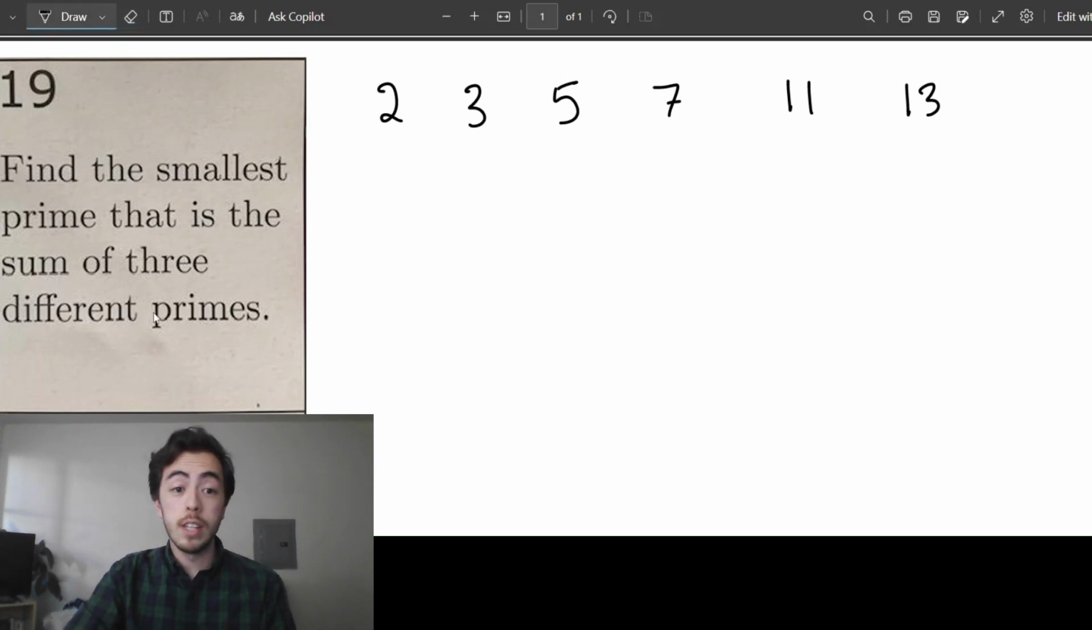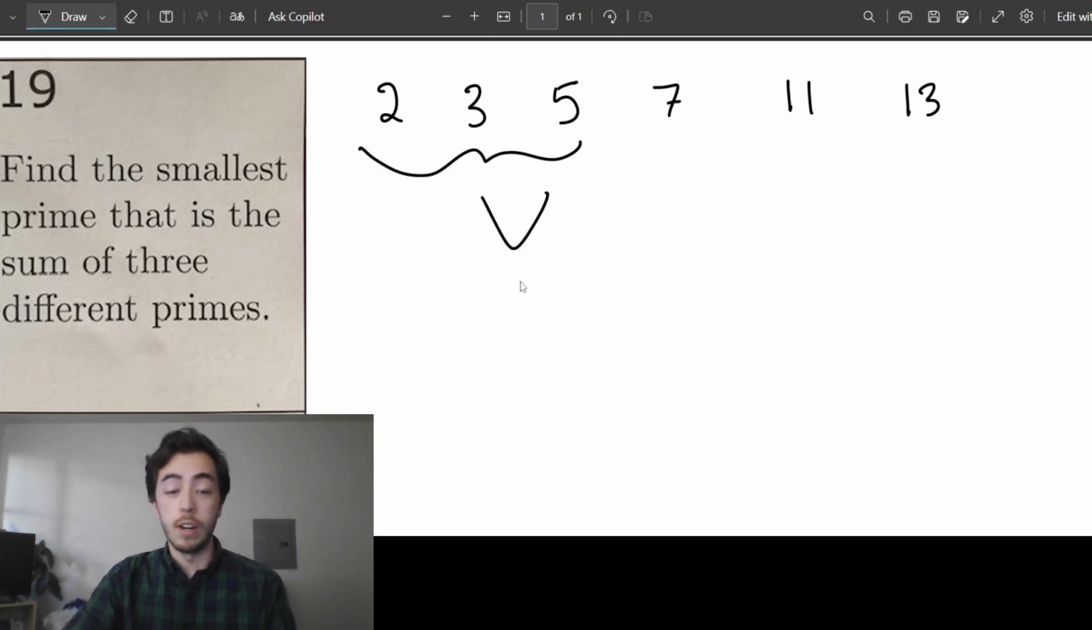Now, something a little silly about this problem is that we're adding these primes instead of multiplying them. So it's almost like we're using them a little bit outside of their typical use. Let's see what happens when we try adding some prime numbers. If we add the smallest three, we're going to get the smallest number that's the sum of three different primes.